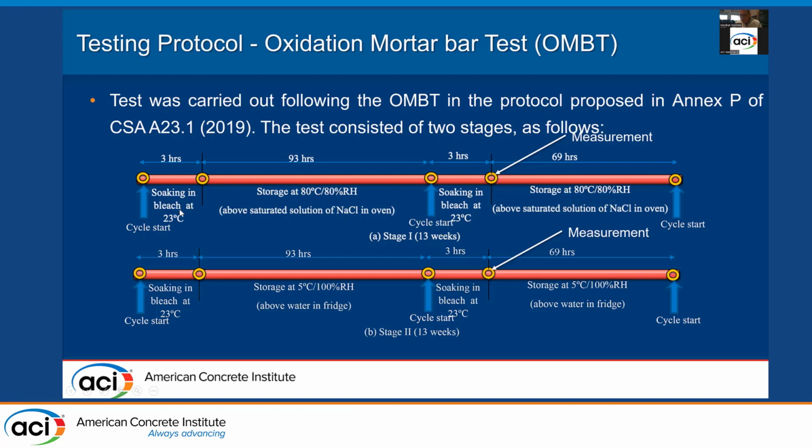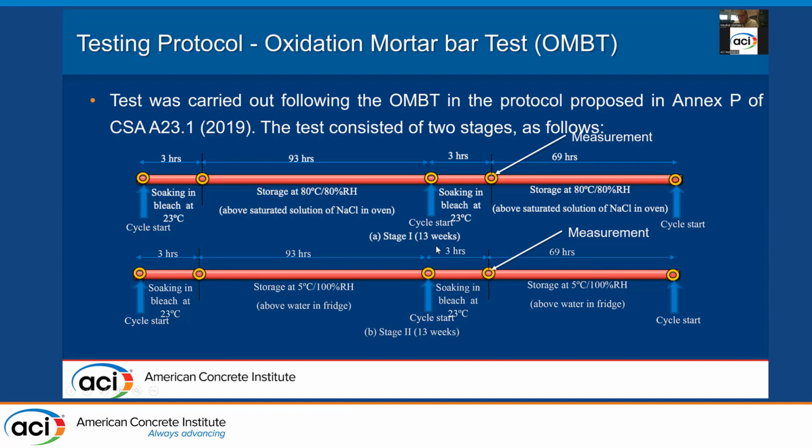So we soak the sample in bleach as an oxidizing agent, and then we expose it to high humidity, high heat. Then soak it again in bleach to get more oxidizing agent, and then expose it to high temperature and high relative humidity. The whole idea is within the 13 weeks of phase 1, you promote oxidation and you get the oxidation product, namely sulfuric acid and gypsum.